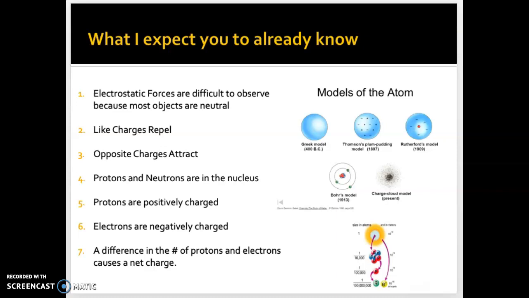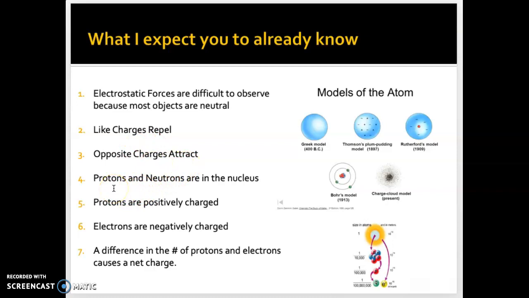So, yeah, electric force is really strong, but you need to have more positive or more negative charge there to have a force. Otherwise, if it's neutral, things are going to kind of balance out. If you have the same amount of positive as negative, that's neutral. And you should know that like charges repel. Positives repel positives, negatives repel negatives, opposite charges attract.